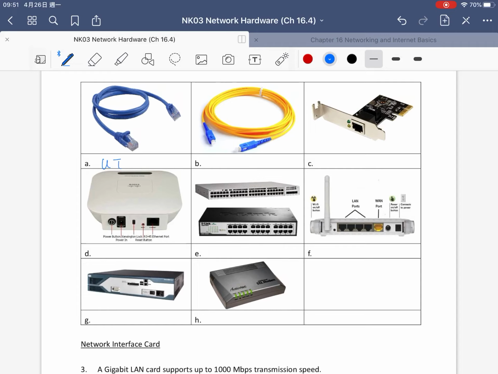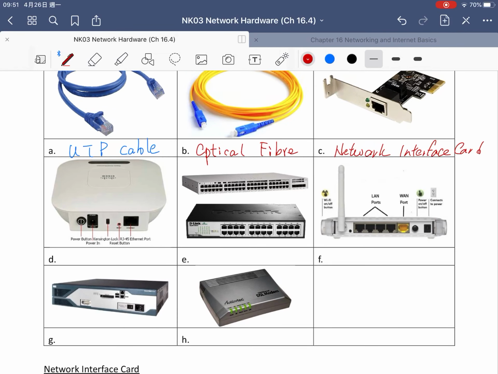The first one is the UTP cable. The yellow one is single mode fiber. It is optical fiber. And then this one, network interface card. And then this one, there is only a network socket here. It is a wireless access point.